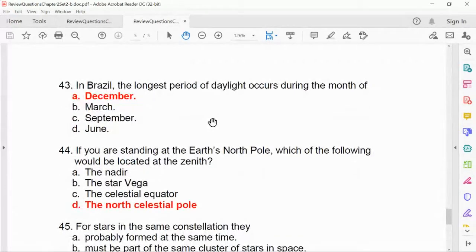Question 43. Brazil is in the southern hemisphere. It's not in the northern hemisphere. The longest period of daylight occurs during the month of December, because in December they will have summer, while in December we will have winter.